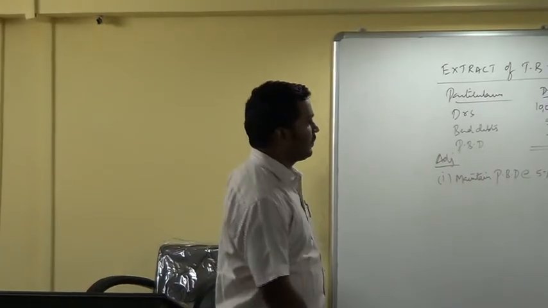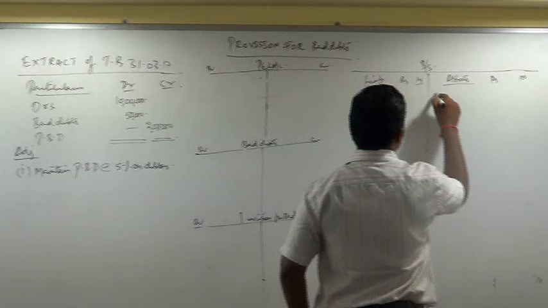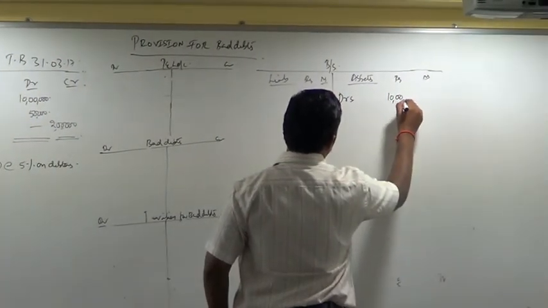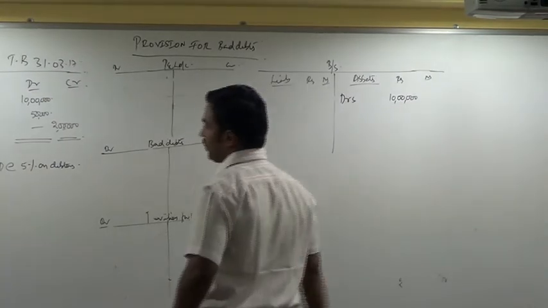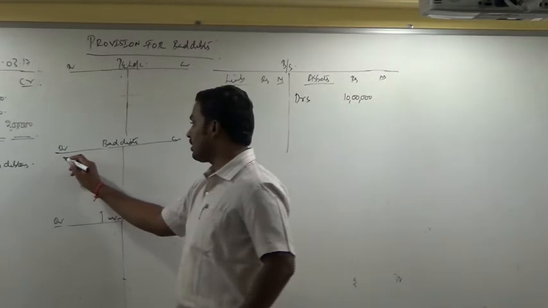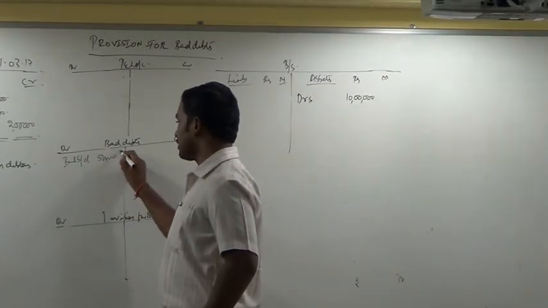Let us start. Where will you show debtors? Debtors will be shown in the balance sheet, asset side, inner column, 10 lakhs. Be quick. Bad debts. Where will you show bad debts? Bad debts account, debit side, balance brought down. How much? 50,000.